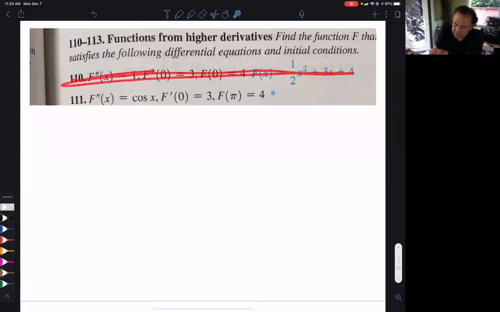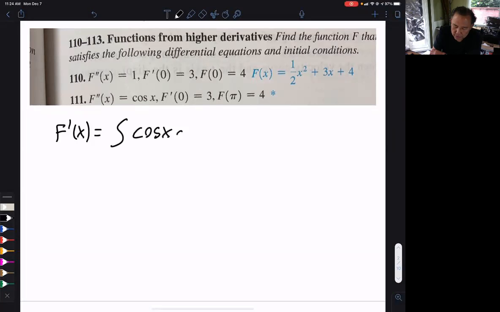So we're not doing this one. We're doing 111. So how do you go backwards? F prime is the backwards derivative. So that's going to be the integral of cos x dx. And we ask ourselves, the derivative of what is cosine? And we should say sine x plus c.